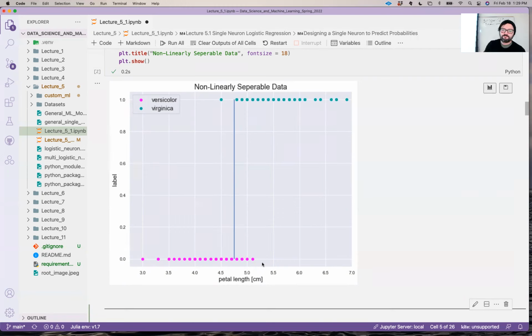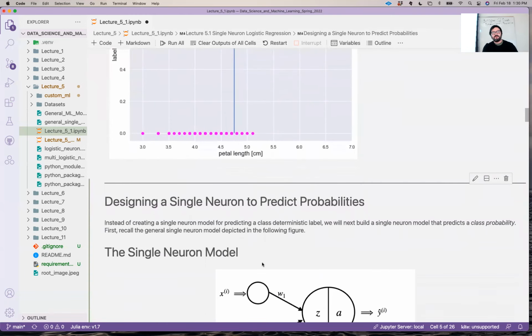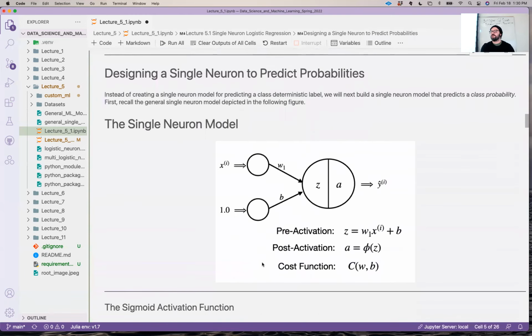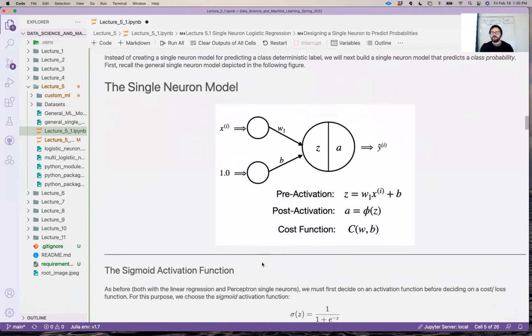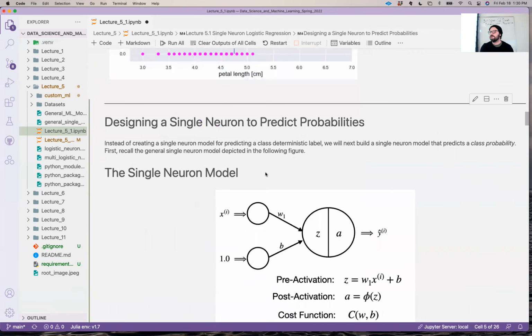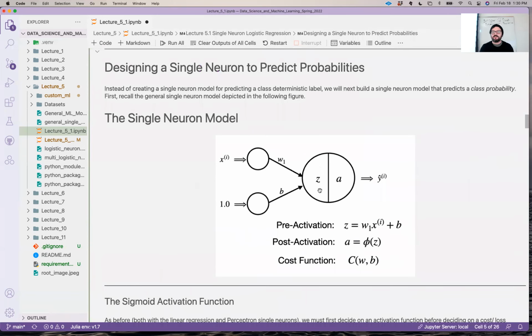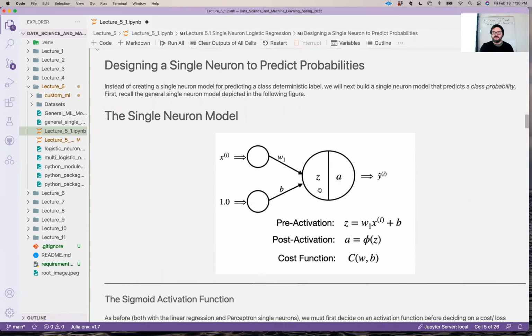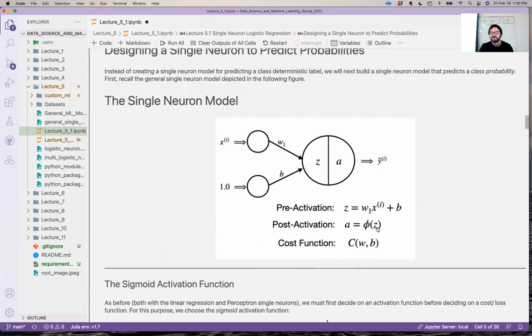Okay? So we have to consider now how we could model this with a single neuron. Well, we have a single input in this case, just petal length. Pre-activation always stays the same. But now we have to figure out what our activation function should be.